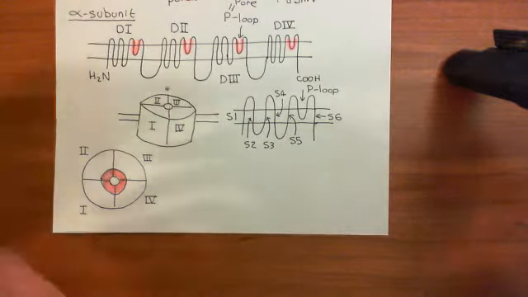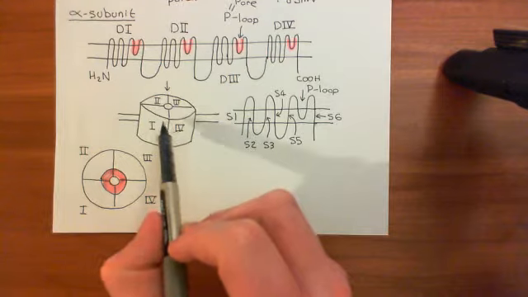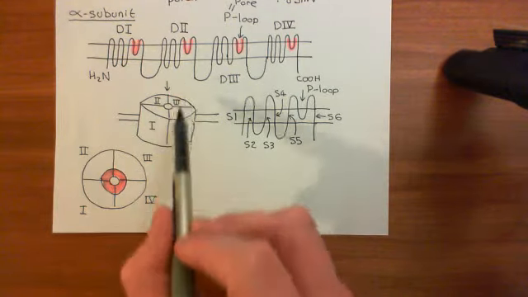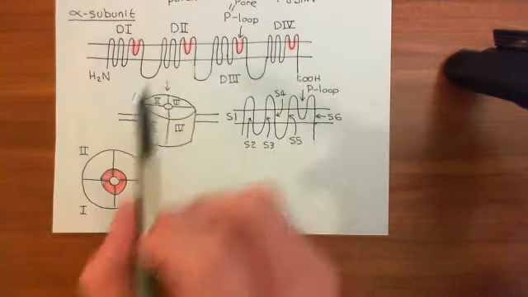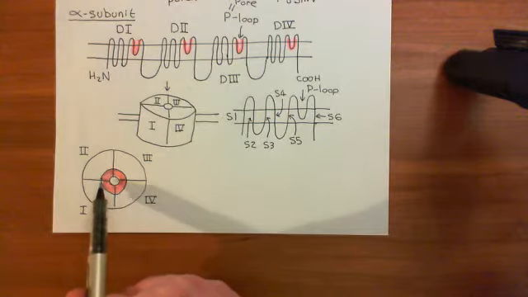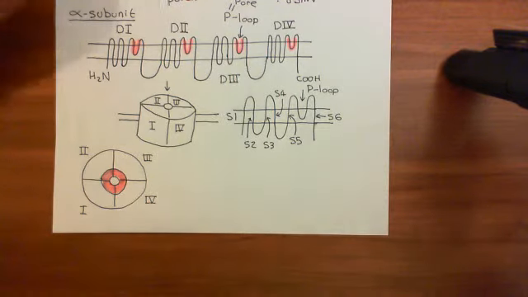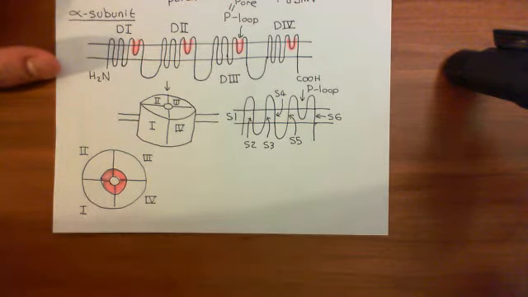Now of course the P-loops don't span the entire way down the pore, so this isn't going to be making up the pore the entire way through, because this doesn't go all the way through the membrane. So you're only going to have this top portion at the extracellular side. You'll be able to see that more when I draw another picture in a moment.